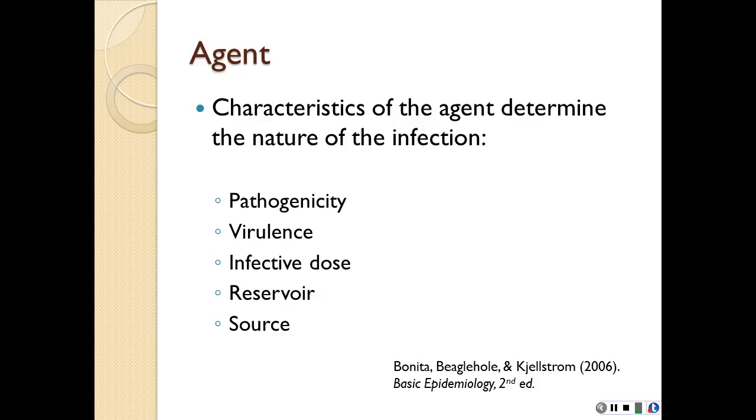The reservoir is the agent's natural habitat, where it generally lives. A reservoir could be humans, animals, or environmental sources, but it's where the agent hangs out before it starts making people sick. And the source of the infection is the person or object from which the host acquires the agent. So the source could be me if I sneeze in your face, or the source could be the doorknob. The source is where you got sick. Right?